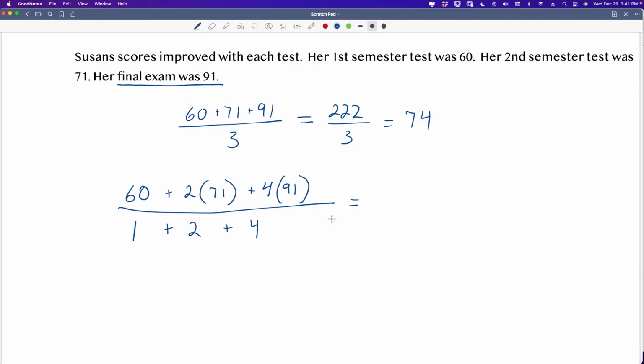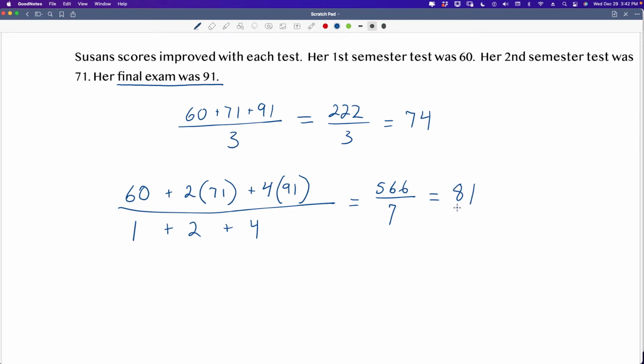So her total, when we did the multiplication here, we did 60 plus 2 times 71 plus 4 times 91. That would be 566 all over 7. When we did the division here, she made an 81. It was like 80.86, but we rounded it up. That's a much better score than this.